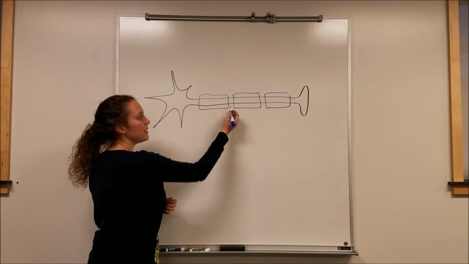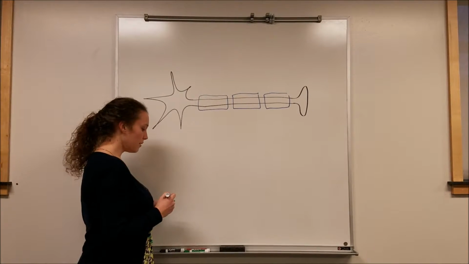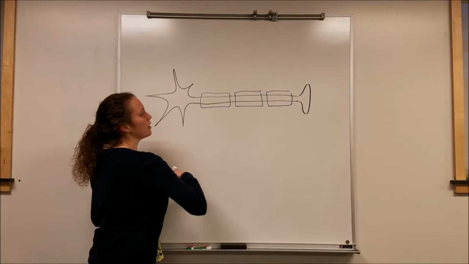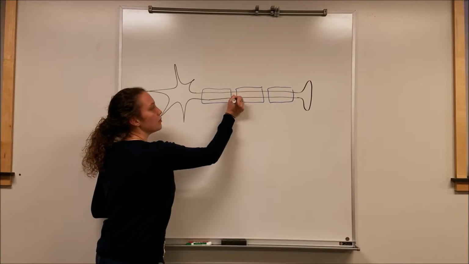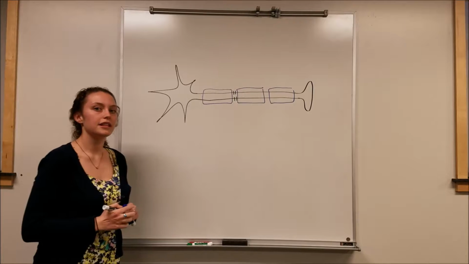And then we have these spaces here between the myelin, and that's where we have the sodium and potassium channels, so ions can keep flowing in.